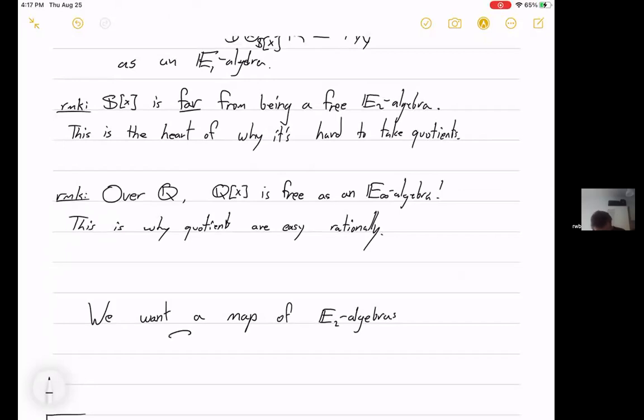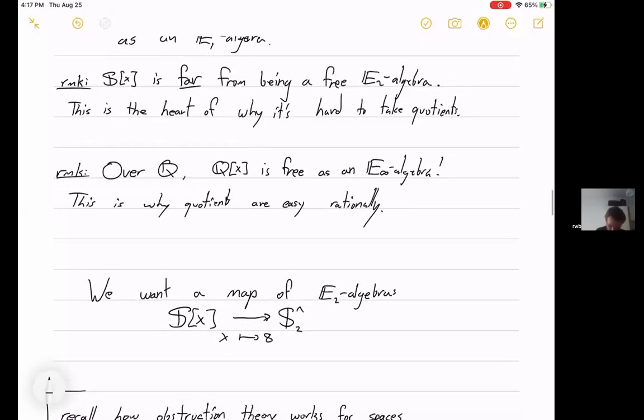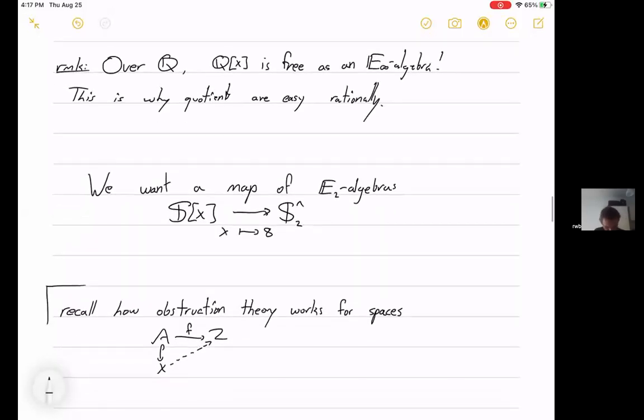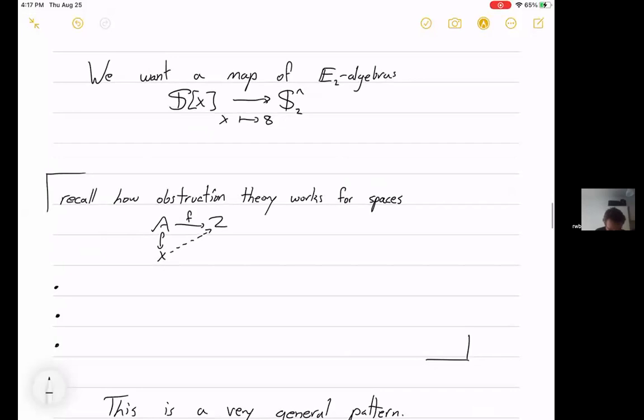We want a map of E2 algebras, S adjoin X to the 2-complete sphere, and we want X to map to 8. And as soon as we have that, we can base change and we'll be done. Now let me take a step back here and review a really general strategy we can try for making maps.